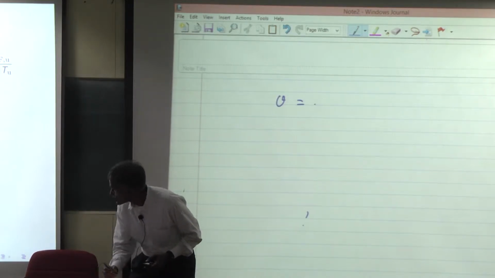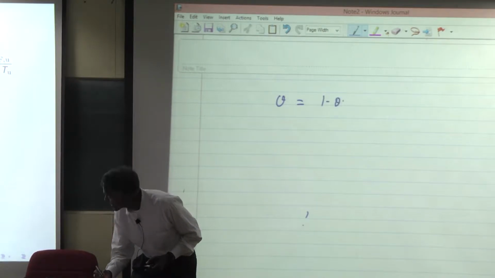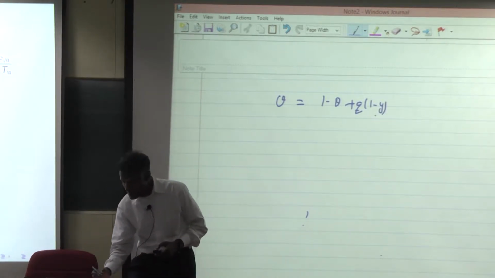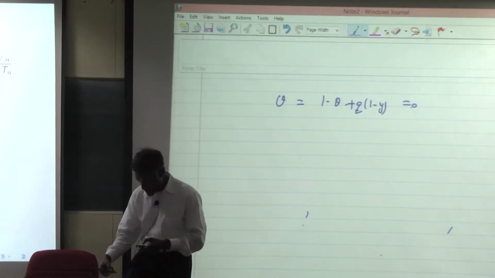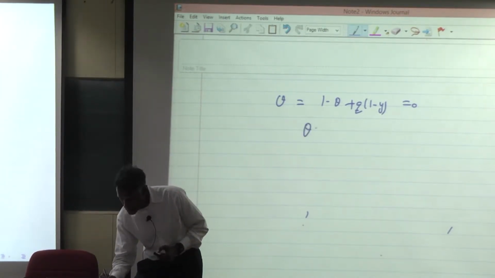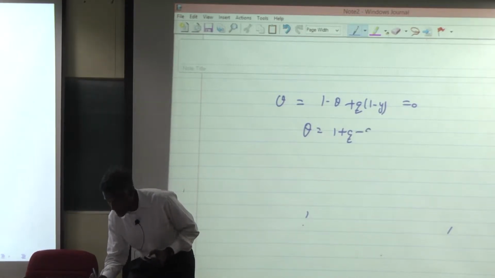You get, that's 1, okay, with the coupling function being 1 minus theta plus q times the 1 minus y. And as I said, that theta is 0 everywhere, okay? So you get this relationship, you can see that theta equals 1 plus q minus qy, okay?